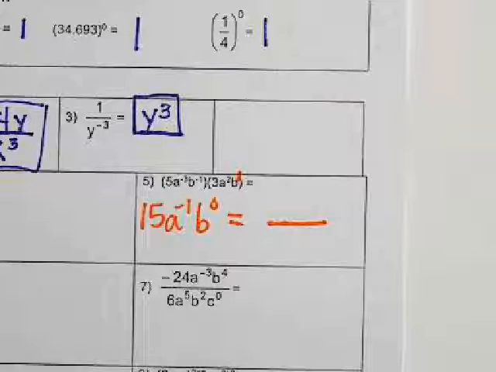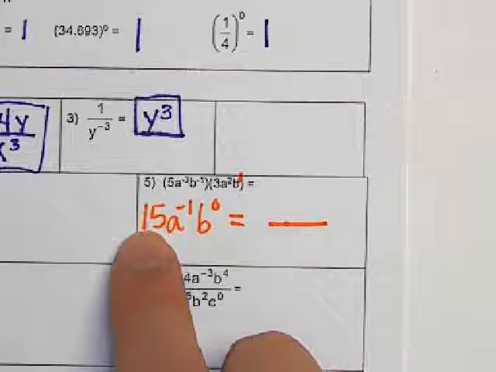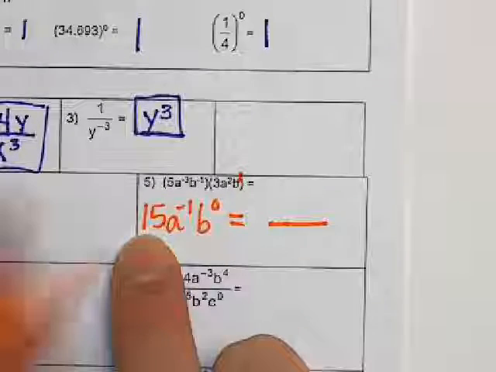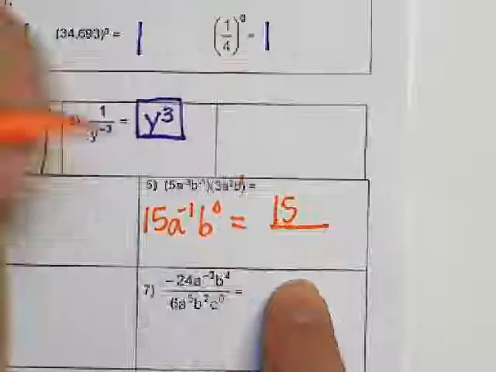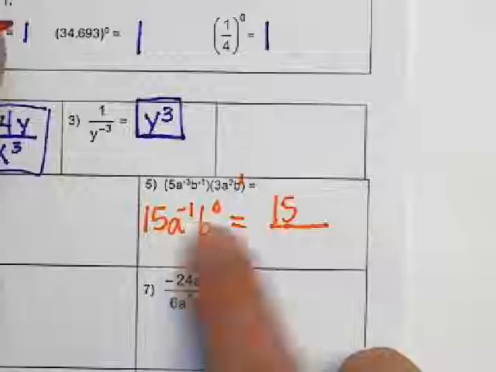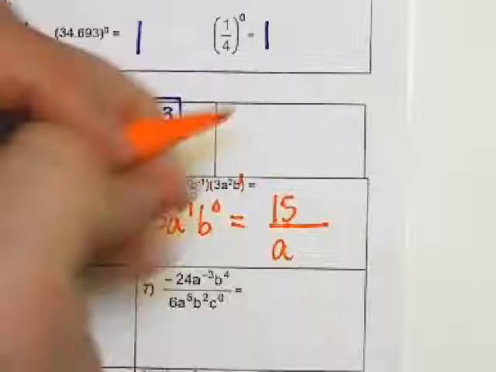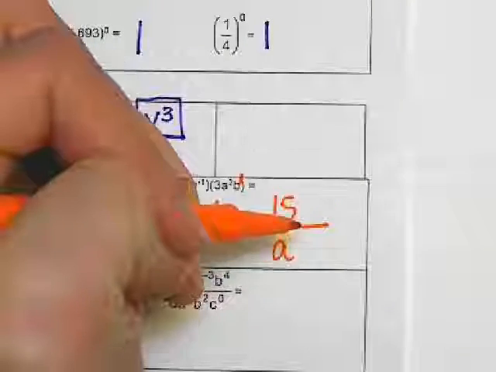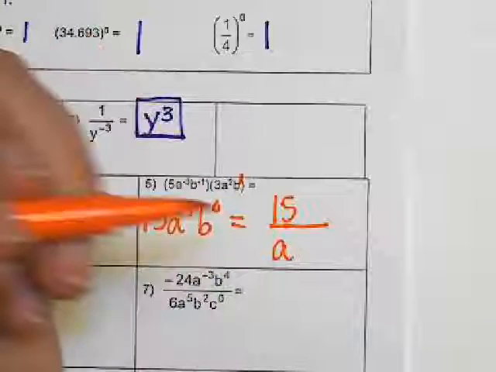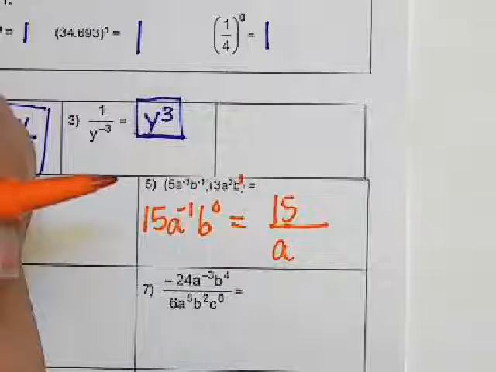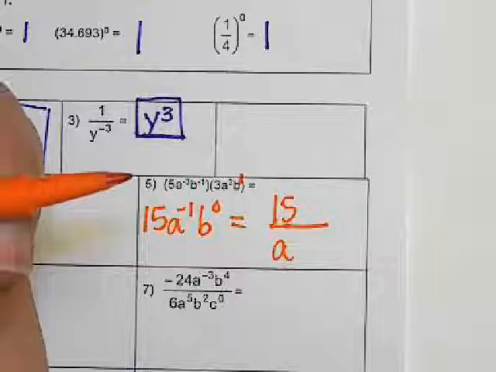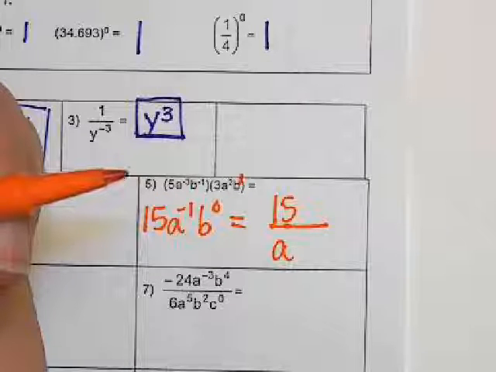And then we're going to take it one thing at a time and decide where it goes. So I've got 15. Where's that going to go? Top. A to the negative 1. Where's that going to go? Bottom, and it becomes a positive 1 exponent. Do I need to write a positive 1 exponent? No, you don't need to.